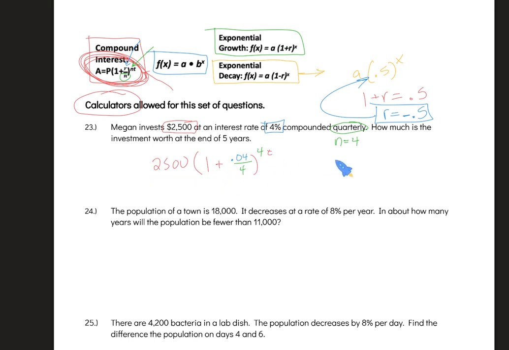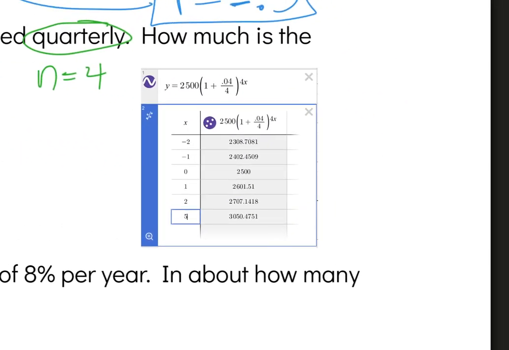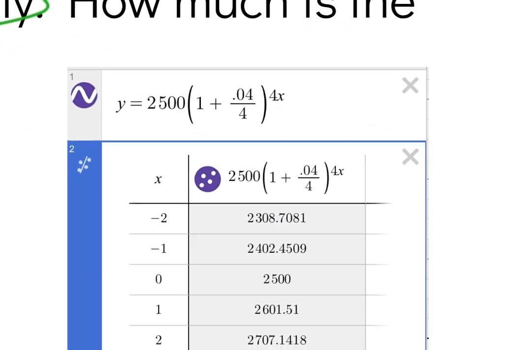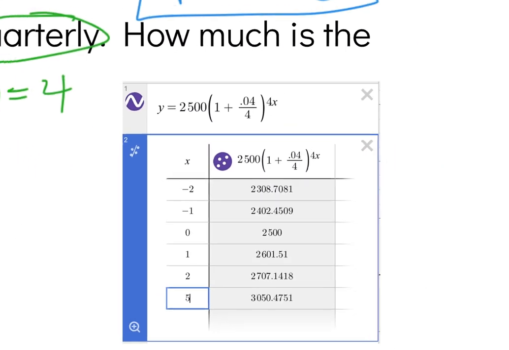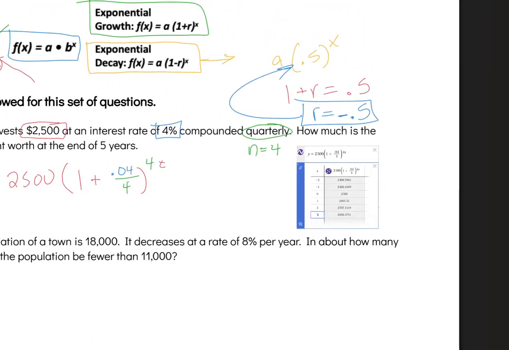But now we're told how much is the investment worth at the end of 5 years. So what we're going to do is take this and plug it into Desmos, plug it into a calculator, and make sure to put that the t is 5 at the end. So I'm going to pause it and go do that. So there is my answer. Let's zoom in on this thing. So there was what I typed in, 2,500 times 1 plus 0.04 over 4 to the 4x power.